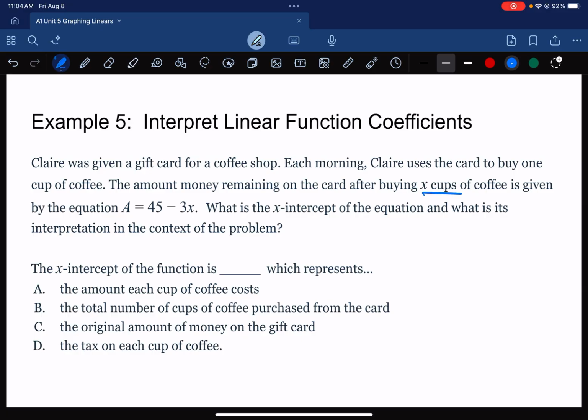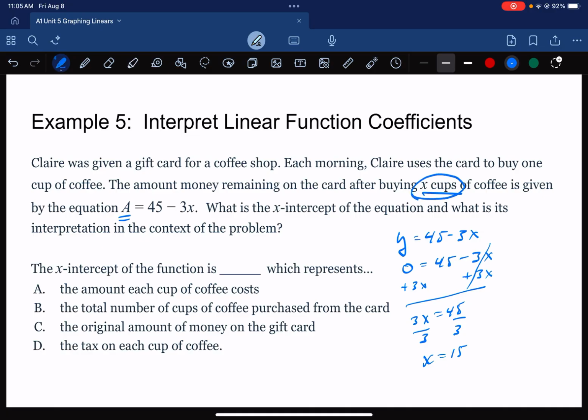Well, how do we find x-intercepts? You remember that? So what is the y value, or in this case, A represents the y value. Okay, so y equals 45 minus 3x. How do we find the x-intercept from that? Well, we make y 0. And what I'll do is I'll just move 3x by adding it to the other side of the equation over here. And I'll get 3x equals 45, and I'll divide by 3. And I get 15. Well, what does that 15 represent?